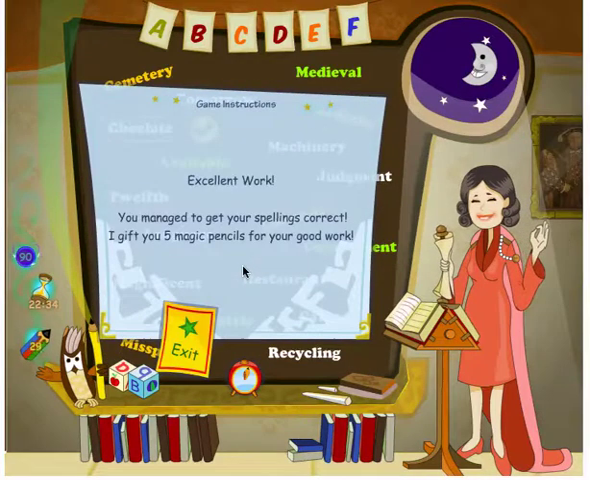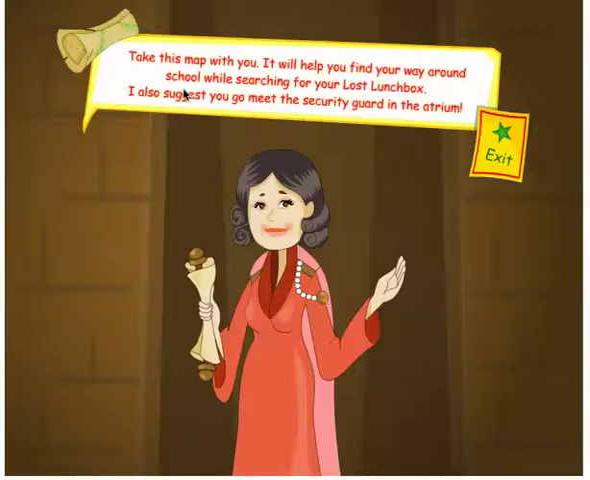She says, excellent work. You managed to get your spellings correct. I gift you 5 magic pencils for your good work. So click Exit, and look what else. Take this map with you. It will help you find your way around school while searching for the lost lunchbox. I also suggest you go meet the security guard in the atrium.